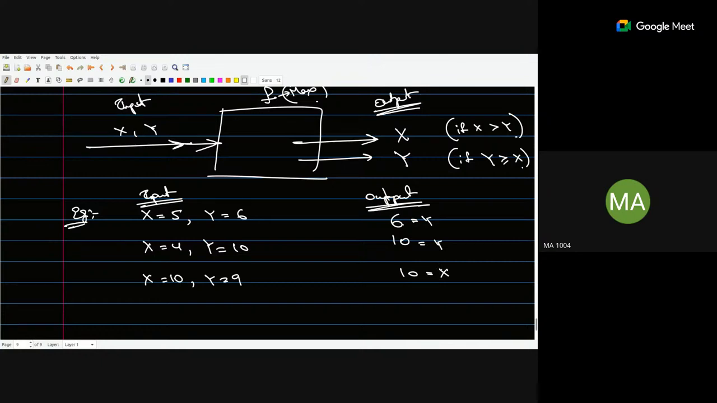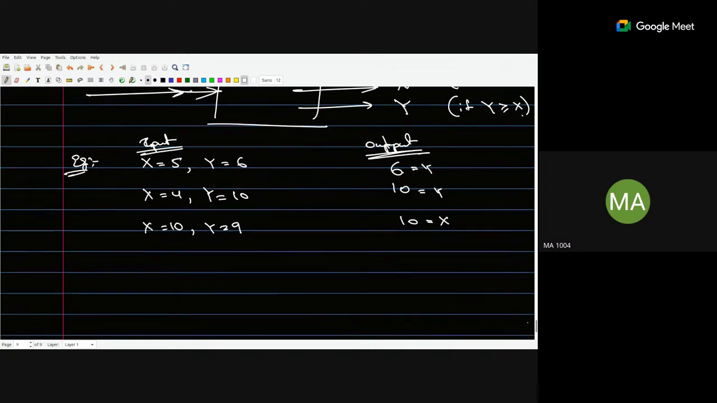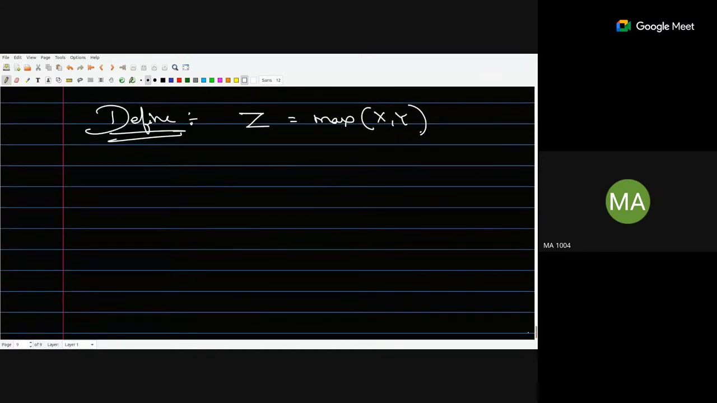So if x and y are random variables, we know a function of a random variable is a random variable. I just define this. Since max is a function of x and y, and the output I'm going to get is random, I can define it with a random variable. So this is how I define my new random variable z, which is max of x comma y. This random variable z takes x if x is greater than y, and it takes y if y is greater than or equal to x. If I have to write it explicitly, this is how I write it.